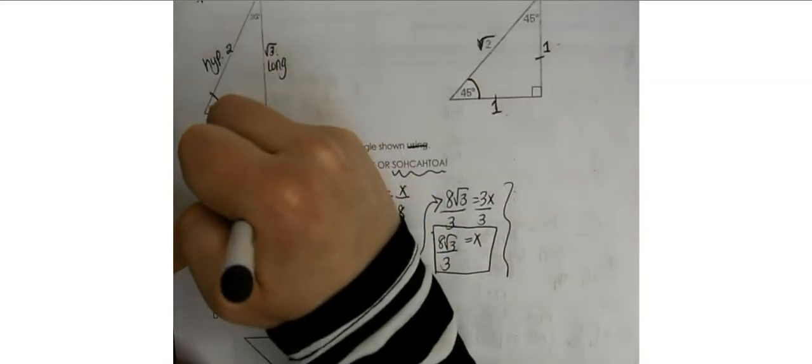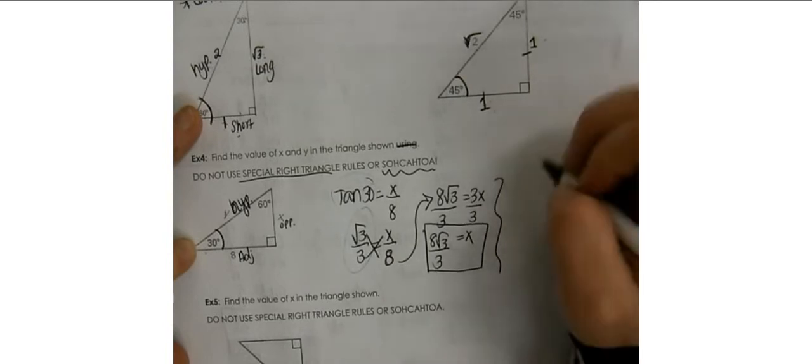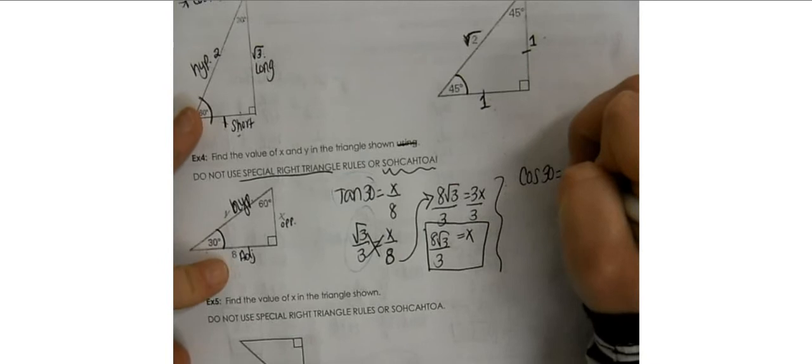So I know that y is the hypotenuse, and I know the adjacent is 8. So adjacent and hypotenuse would mean that we're working with cosine. So I'm going to write the cosine of 30 degrees. That's equal to the adjacent, which is 8, divided by the hypotenuse, which is y.